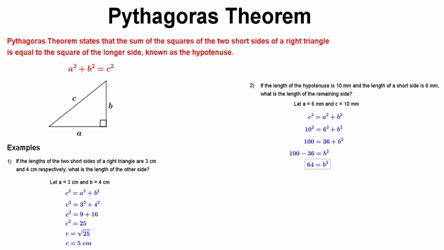So 100 minus 36 is equal to 64, and we're trying to find B. So the 64 we have to square root, as we did in example number 1, and the square root of 64 is equal to 8 millimeters.